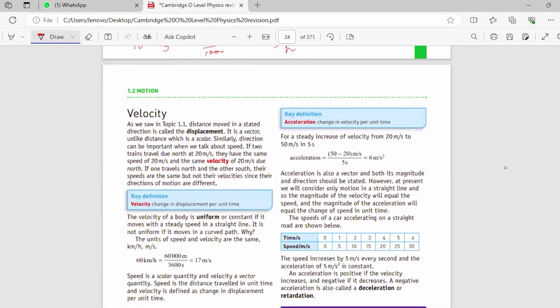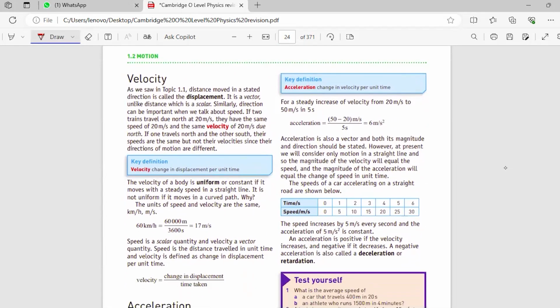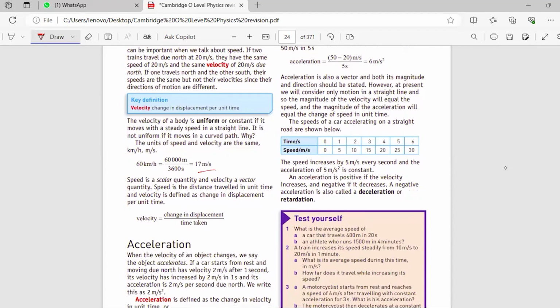Velocity is the rate of change of displacement, or speed in a specific direction. The units for speed and velocity are both the same, that is meter per second, and there are two different formats for that one.